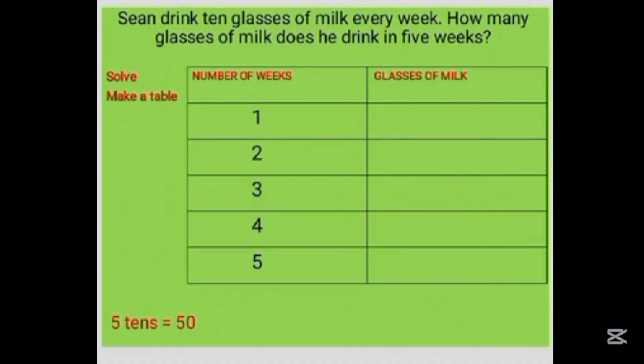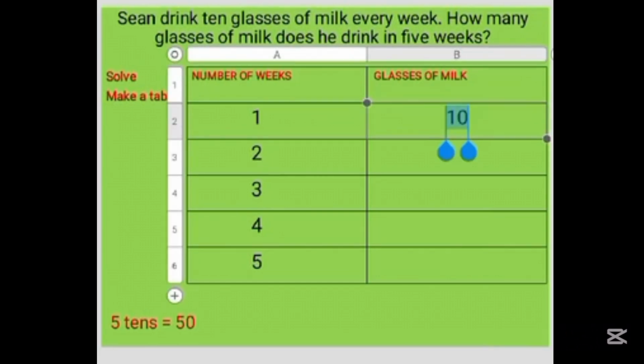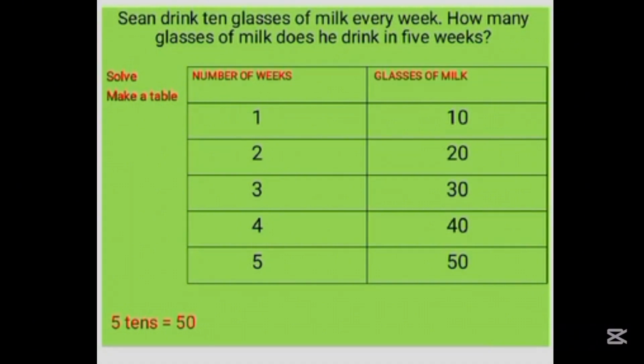And pagkatapos nyan, week 1, uminom na siya ng 10 glasses. Kaya dito sa number 1, sa day 1, may 10 glasses na siya. Then sa second day, 10 glasses ulit, naging 20, plus 10 ulit, naging 30, plus 10 ulit, naging 40, and plus 10 ulit, and 50. 5 tens is equals 50. So, ito yung answer.